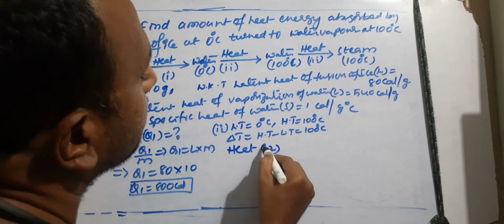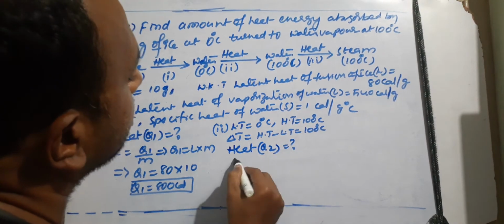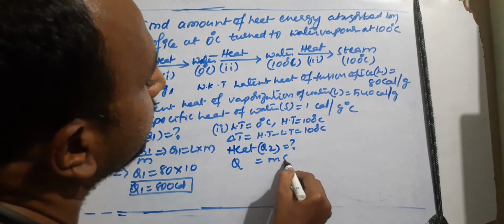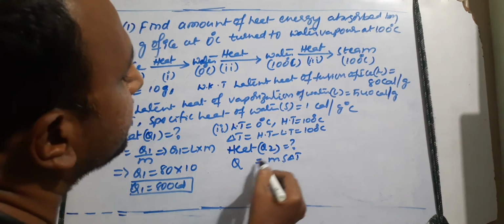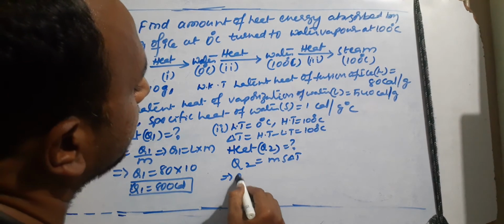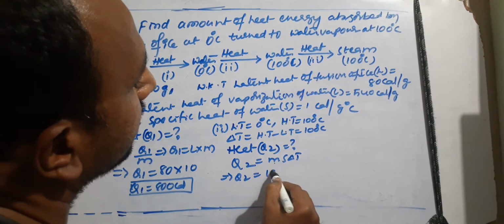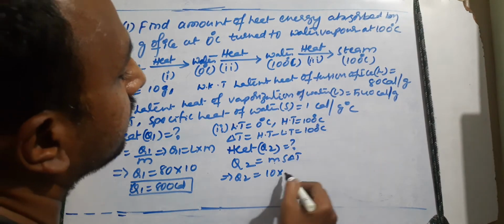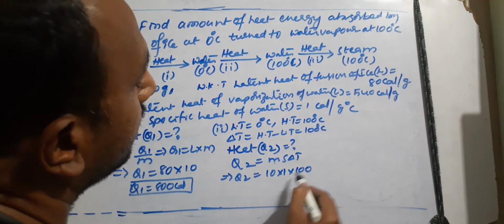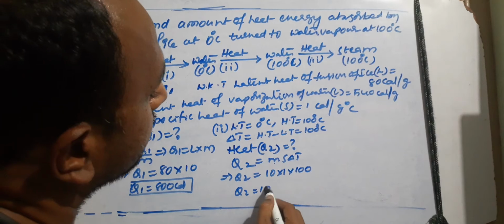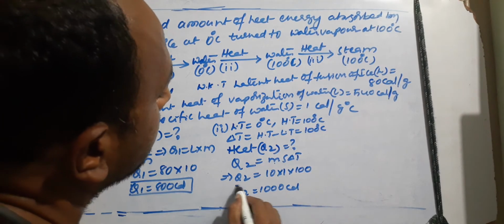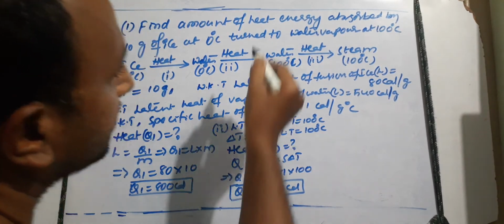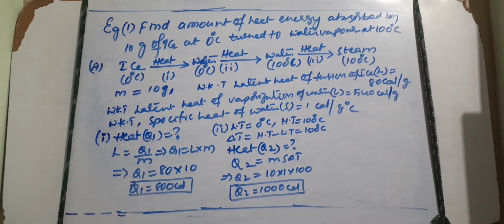So Q2: Q is equal to m s delta T, but Q is taken as Q2. So Q2 is equal to mass, which is 10 grams, specific heat of water, which is 1, and delta T is 100. So Q2 is equal to 1000 calories. So 1000 calories of heat energy is absorbed in stage 2.